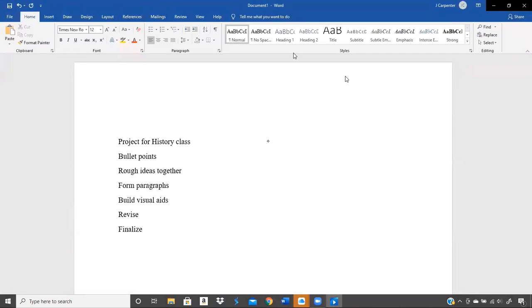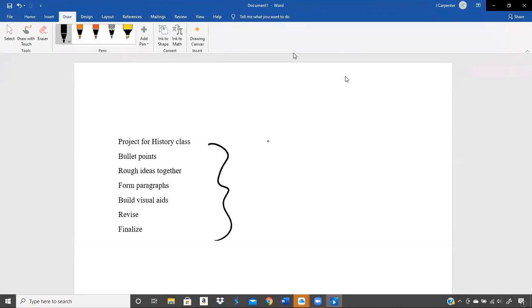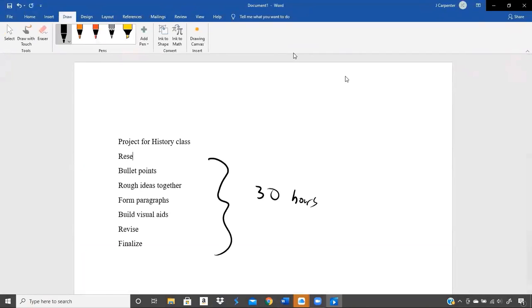And when you look at all this together, you say, this is going to take me 30 hours to do, maybe. It's big, big, big, big research. I didn't even put in the word research in there, which I forgot. Research.